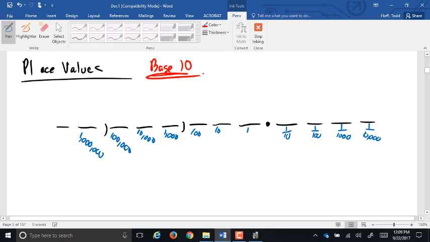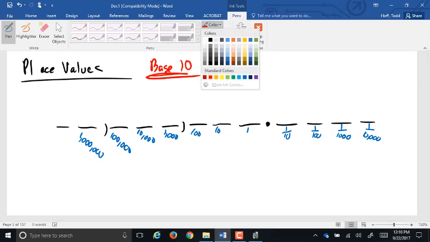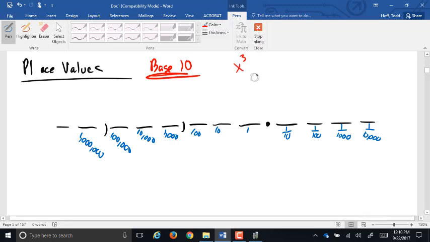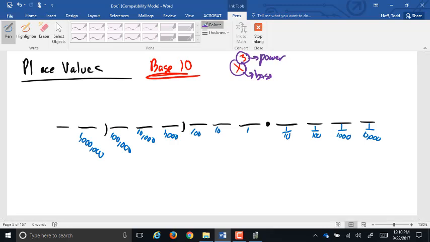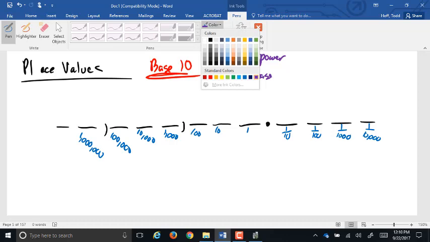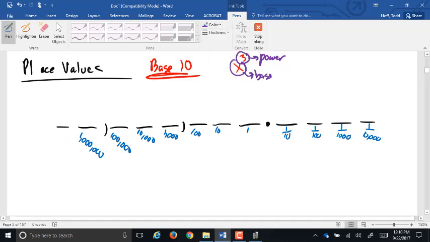What that's talking about is exponents. An exponent has two parts, like x to the third power. It has the base. This is the base. And it has a power. In this case, the 3 would be the power. Base 10, or decimal numbering system, means our place values are exponents with bases of 10.